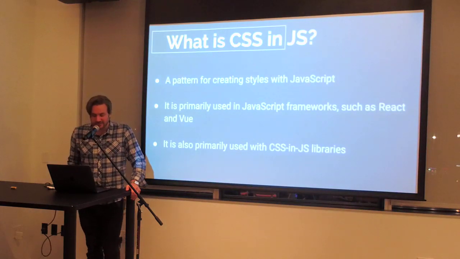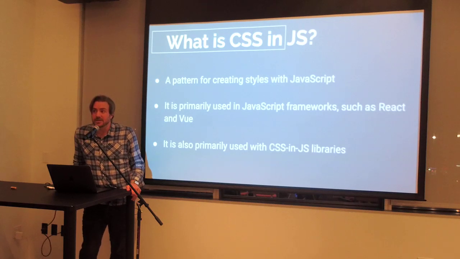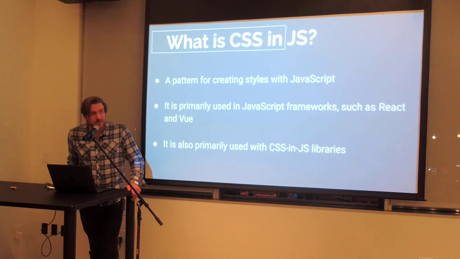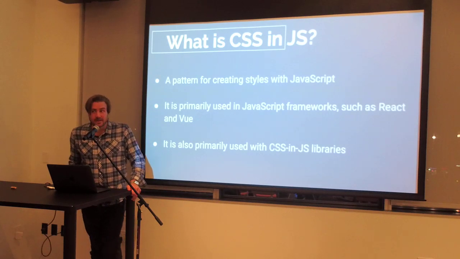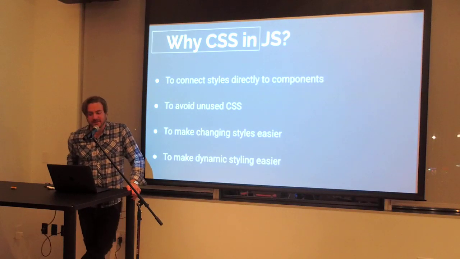Another thing is that CSS and JS is typically used with libraries like Emotion. Another big one is styled components. There's also JSS, I believe it's called, and there are quite a few other ones too. I like Emotion mainly for the fact that when I Googled CSS and JS, it was one of the first that popped up. Okay, so why CSS in JS.